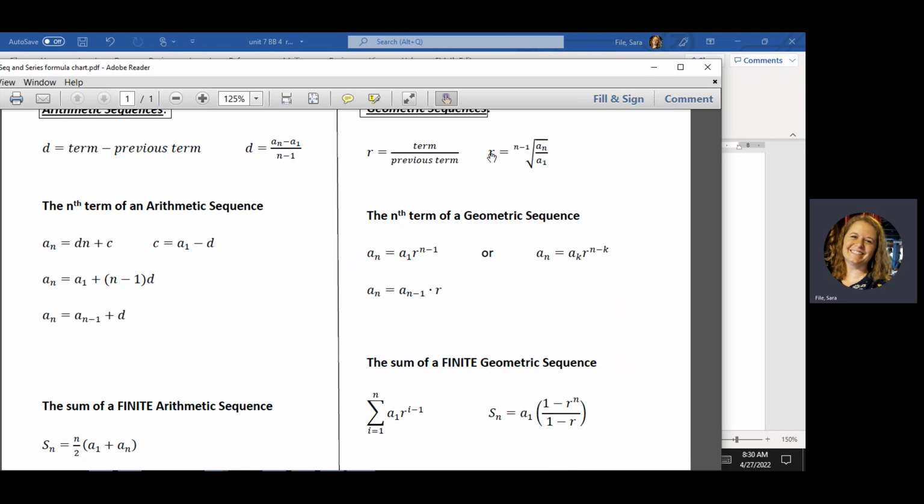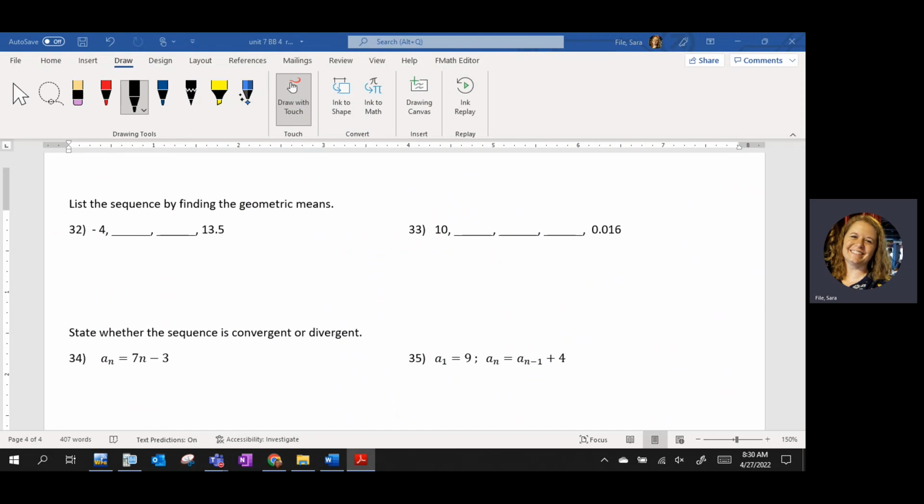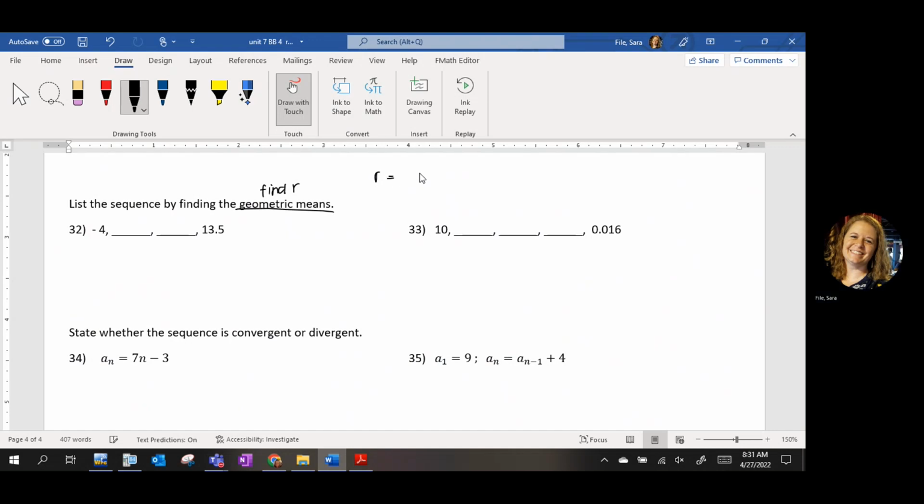So I went ahead and put it on here, solved for R, with those steps already taken, showing that we're doing the a sub n divided by the a sub 1, and then we're taking that root number. So it's on the formula chart with R isolated already, solved for R. So you will just get that formula from the formula chart. That's what we will be using, because when it says geometric means, we have to find R. And R is the n-1 root of a sub n divided by a sub 1.